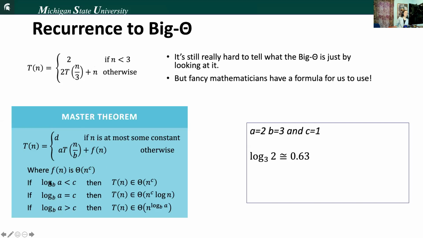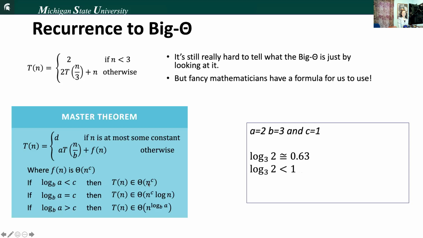I determine log base B of A. Well, B is 3, A is 2. Log base B of A, yes, you are allowed to use a calculator in an exam where you have the base log, right? And I determined that it's 0.63. Then I find out that log base 3 of 2 is actually less than 1, based on what we calculated as 0.63. Then the master theorem says, oh, your log base B of A is less than C. Therefore, your algorithm is theta of n to the C.